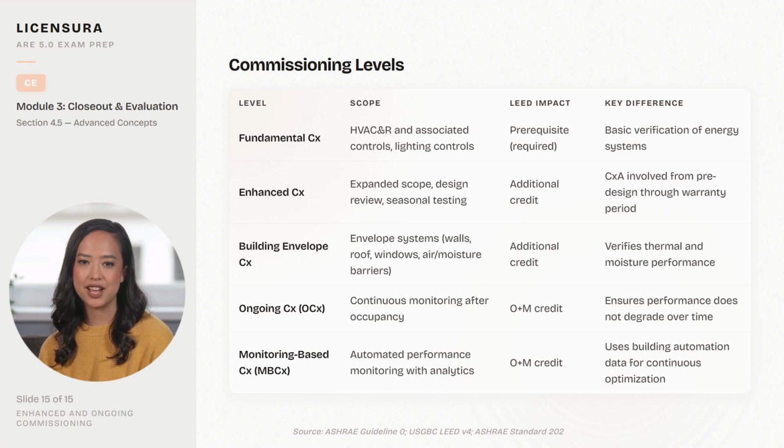This commissioning levels table describes 3 tiers of building commissioning. Basic commissioning covers HVAC and controls as required by energy codes like ASHRAE 90.1. Enhanced commissioning adds the building envelope, lighting controls, and renewable energy systems. And comprehensive whole building commissioning covers every system from plumbing to fire protection. LEED requires enhanced commissioning for higher certification levels. The level of commissioning should be specified during design, not decided during closeout.